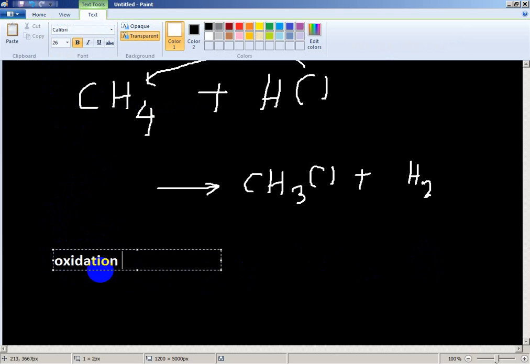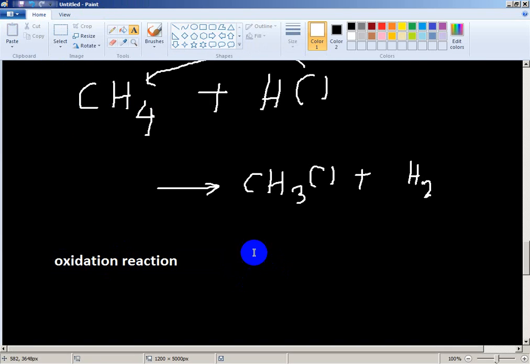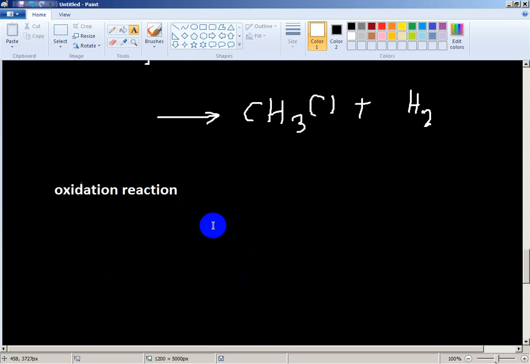Oxidation reaction. Oxidation reaction. Oxygen gains, oxidizing. Oxygen gains or loss of hydrogen occur. The oxidation reaction.